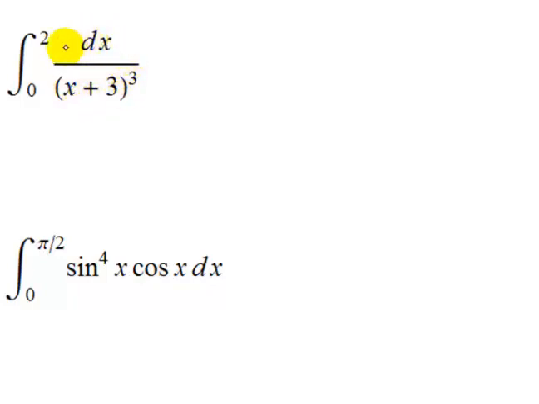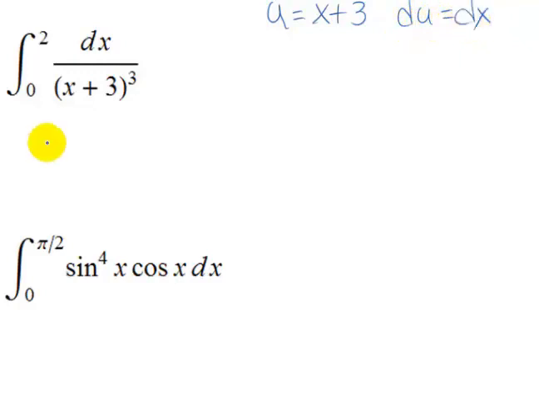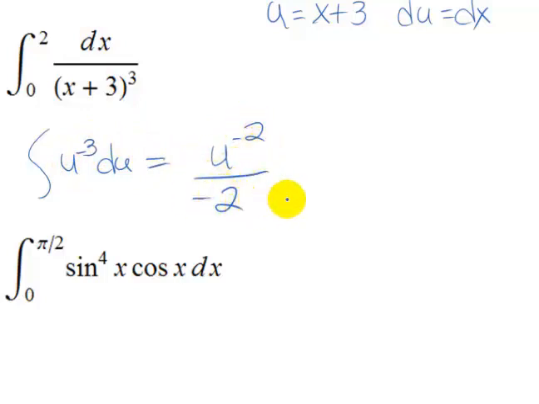Looking at this first integral, I see I have 1 over some stuff cubed, so a good choice for u would be the stuff in the parentheses, x plus 3. That would mean du would be 1 dx. So I could express this, the dx is du, and I would have 1 over u to the third, so I can express that as u to the negative 3. So I can think of the power rule in reverse. This would have been u to the negative 2, but then we need to multiply by the reciprocal of that power.